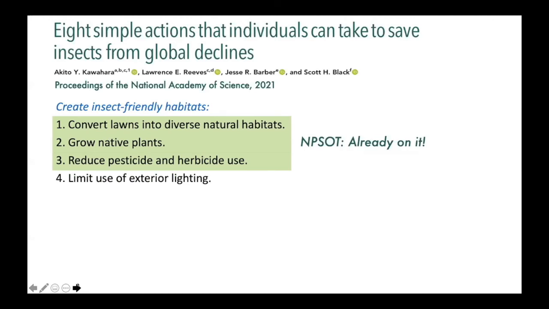Other things that we talk about less commonly, but are also really important, is to limit the use of outer lighting on your house. So remember to turn those outdoor lights off when you go to bed, because insects can get really confused by these. It can disrupt their circadian rhythm.